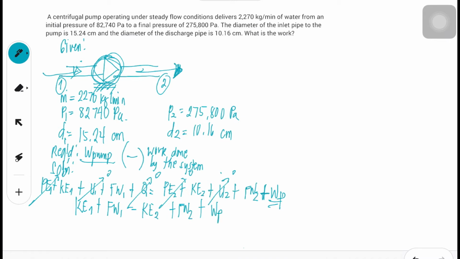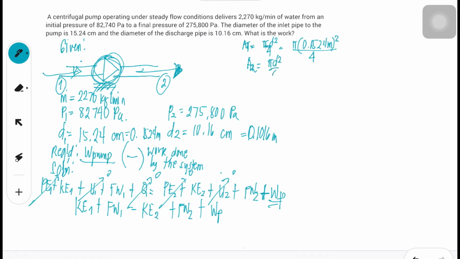Since what is given for the kinetic energy is the area, we need to find the area at point 1. Since it is a diameter, that is pi d squared over 4. So pi times the diameter, converted into meters. Automatically this is 0.1524 meter, and also this is 0.1060 meter. We use the diameter, so that is the area at point 1 and point 2.